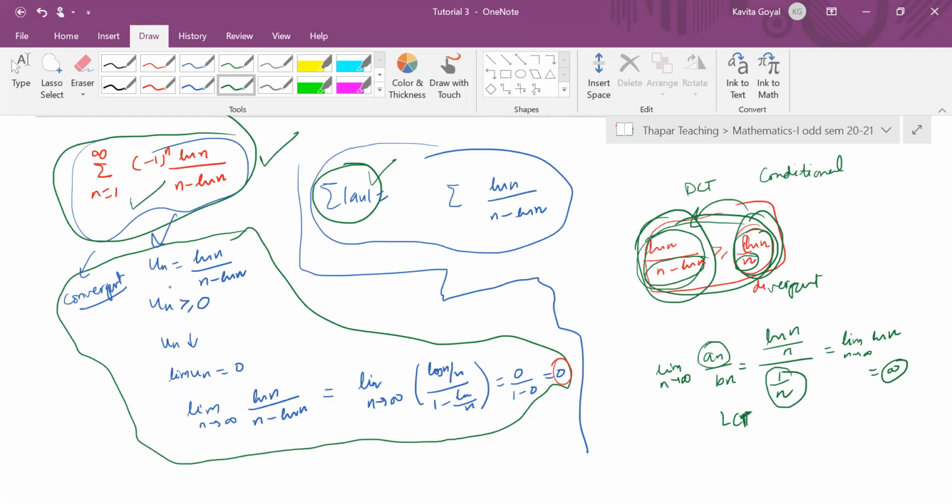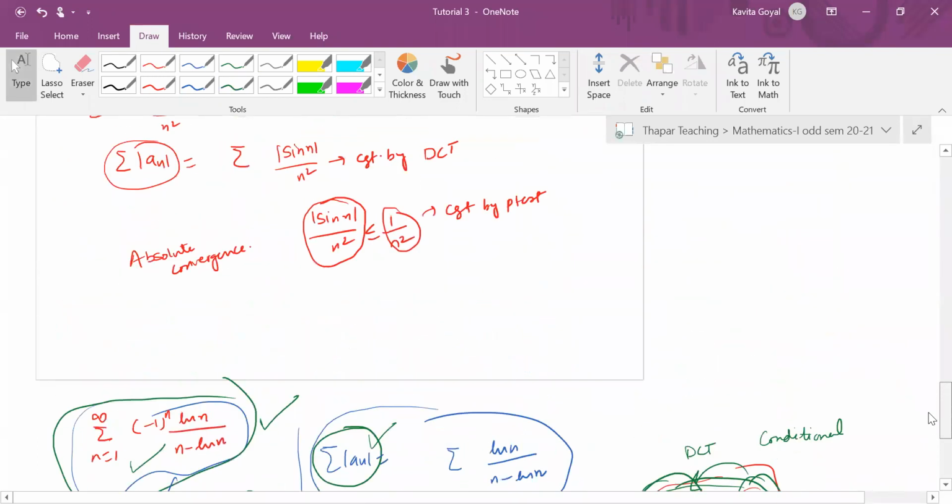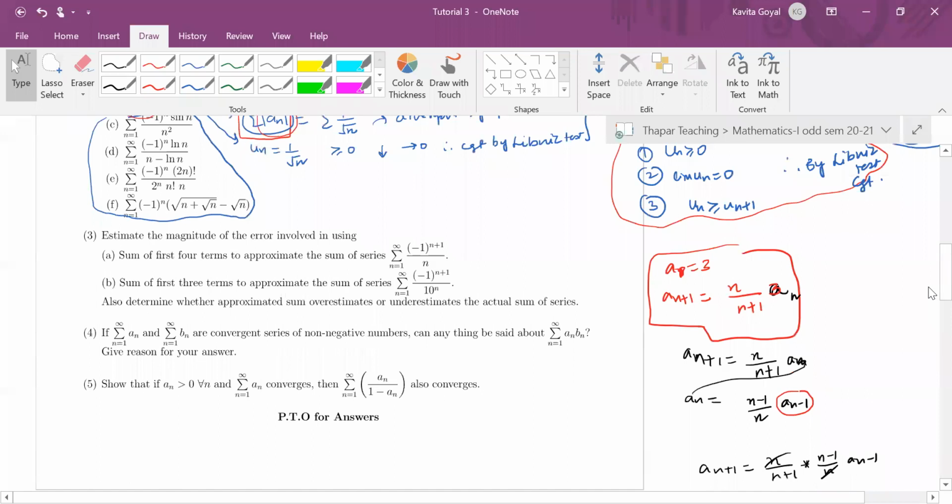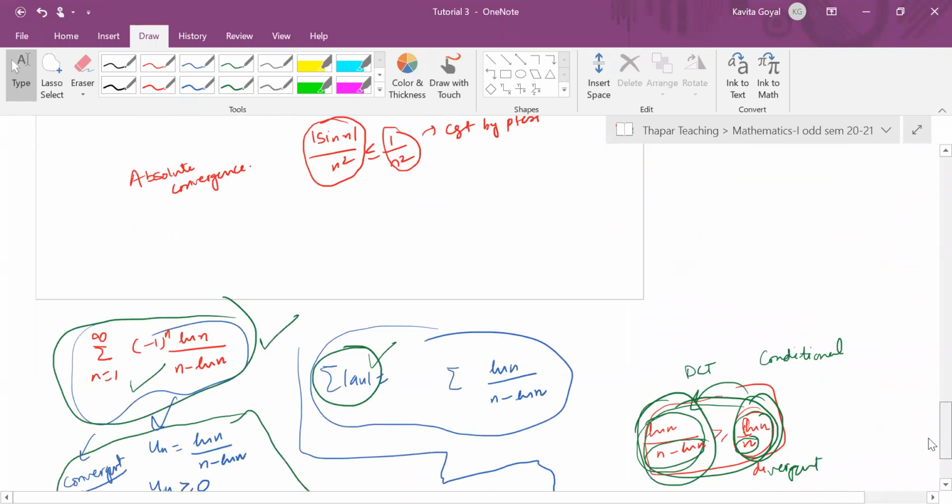I want you to try E and F yourself. Let us move on to question number 3. Estimate the magnitude of the error involved in using the sum of the first 4 terms to approximate the sum of this series, and then the sum of the first 3 terms to approximate the sum of this series. Also determine whether the approximated sum overestimates or underestimates the actual sum of the series. So let us see this question.